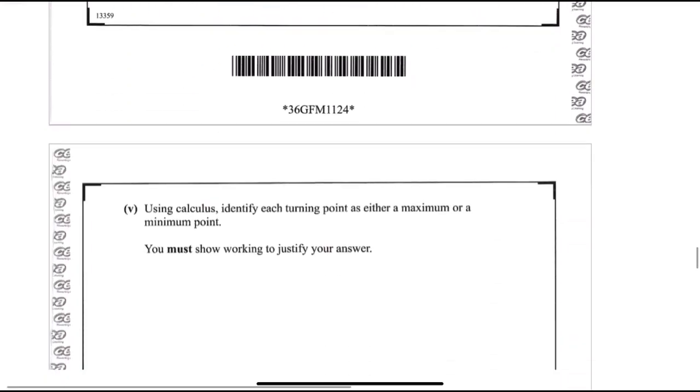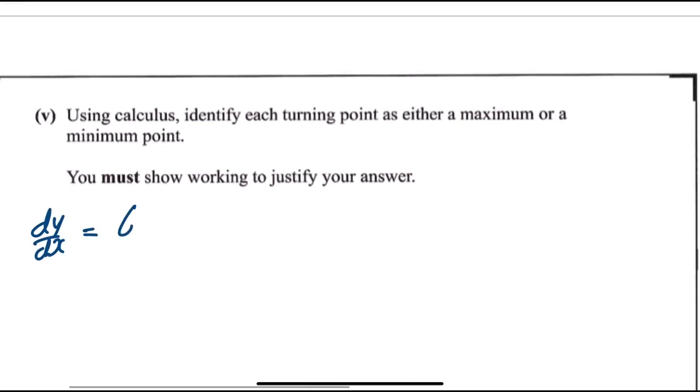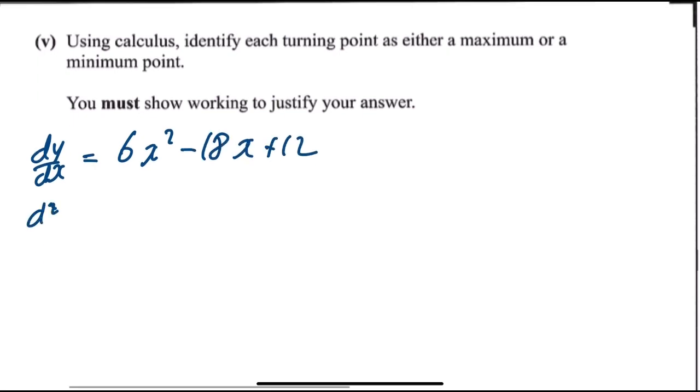Okay, almost there. Using calculus, identify each turning point as either a maximum or minimum. So you've got to differentiate your dy/dx. Just write that down so we can see it. dy/dx was 6x squared minus 18x plus 12. That's what we just worked out in the last part of the question. Your test function then is d2y/dx squared. It will be 12x minus 18.